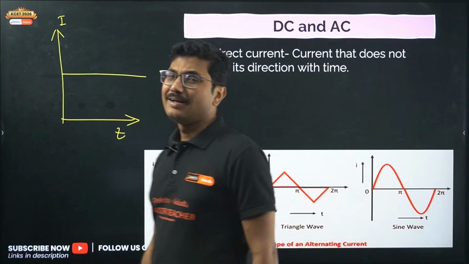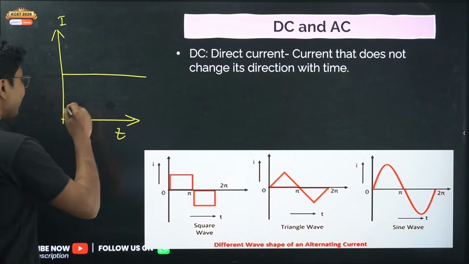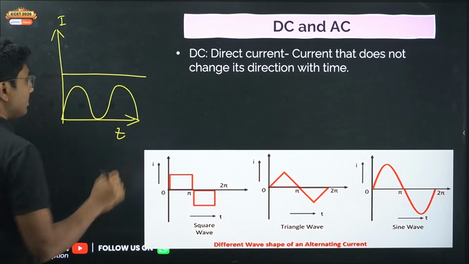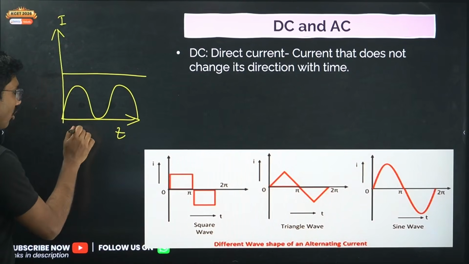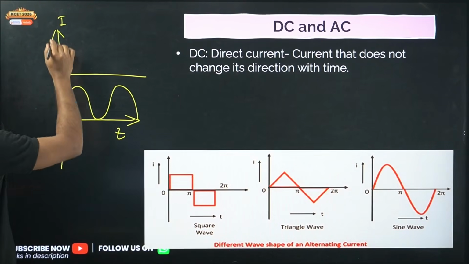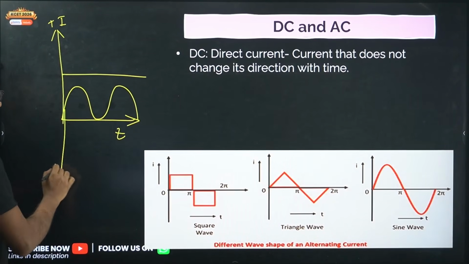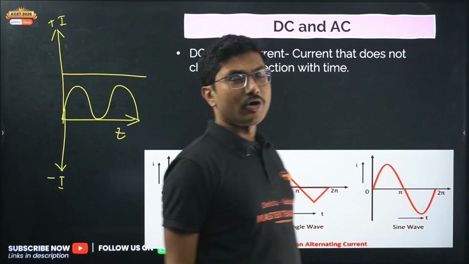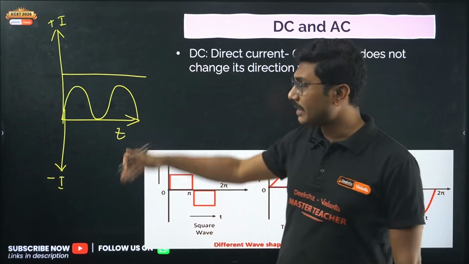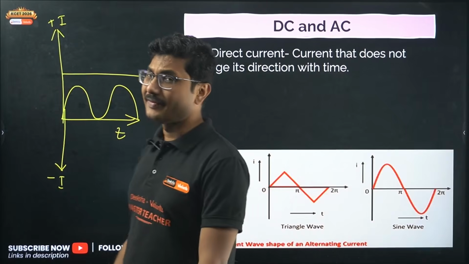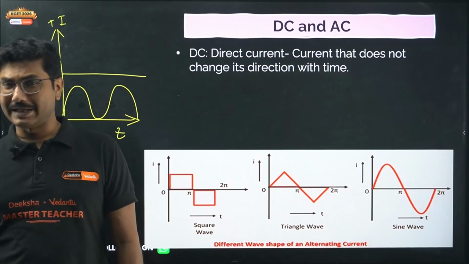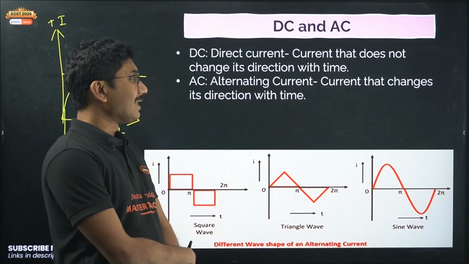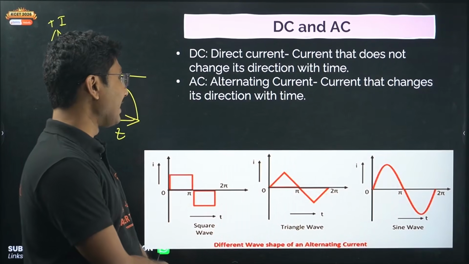In practical cases, even if it is like this, this is also called a direct current because it is not going to the negative side. So this is positive I, current positive I, this is negative I. If it is always positive, then we call it a DC current. Similarly, if the current is always negative, then also it is called a DC current. AC or alternating current is the current that changes its direction with time.